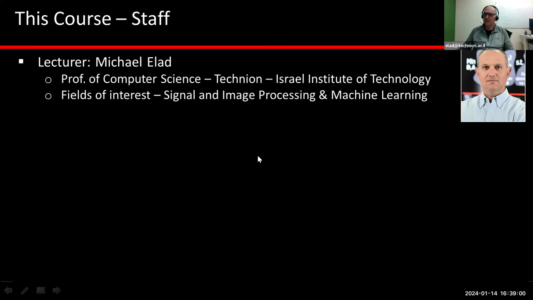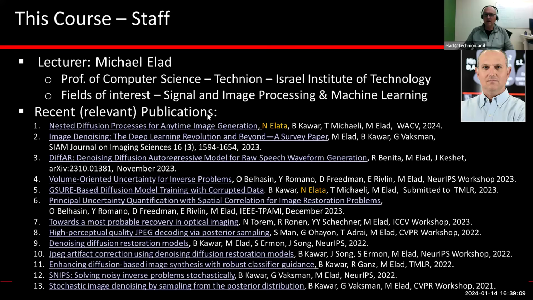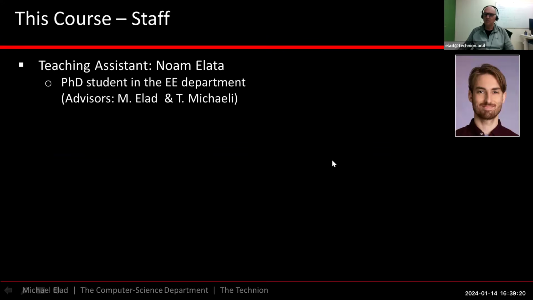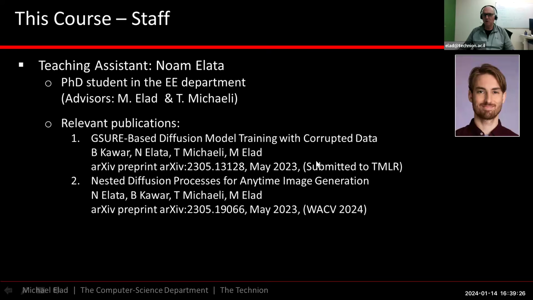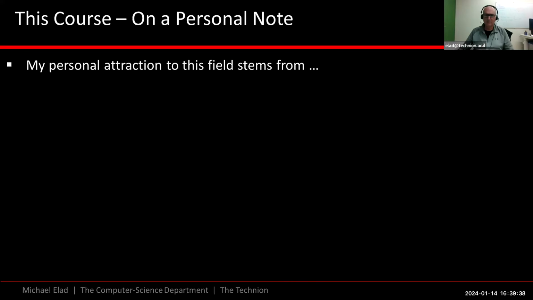Again, talking about our staff. So this is me, Miki Elad. I'm a professor of computer science in the Technion, and my fields of interest have always been signal and image processing and machine learning. In the past 2 years, I published a list of papers on diffusion. All of these are papers on diffusion models. As you can see, 2 of these papers are with Noam Elata. So let's turn to Noam Elata. Noam is a PhD student. He's doing his PhD under the supervision of Tomer Michaeli and myself. And he already published 2 papers on these topics of diffusion. So Noam will be very helpful in a lot of directions when you are debating about your project, something I will talk about in a minute.